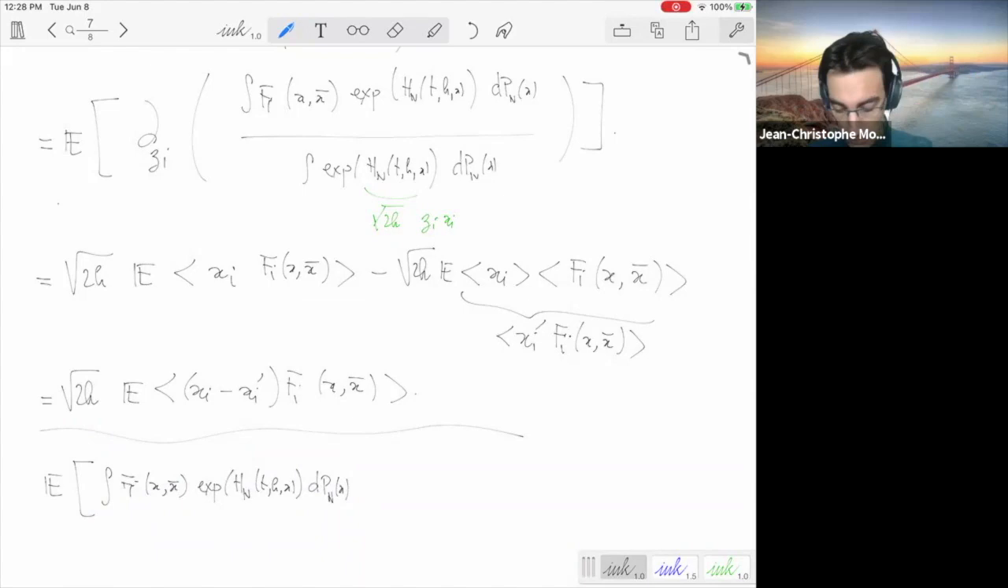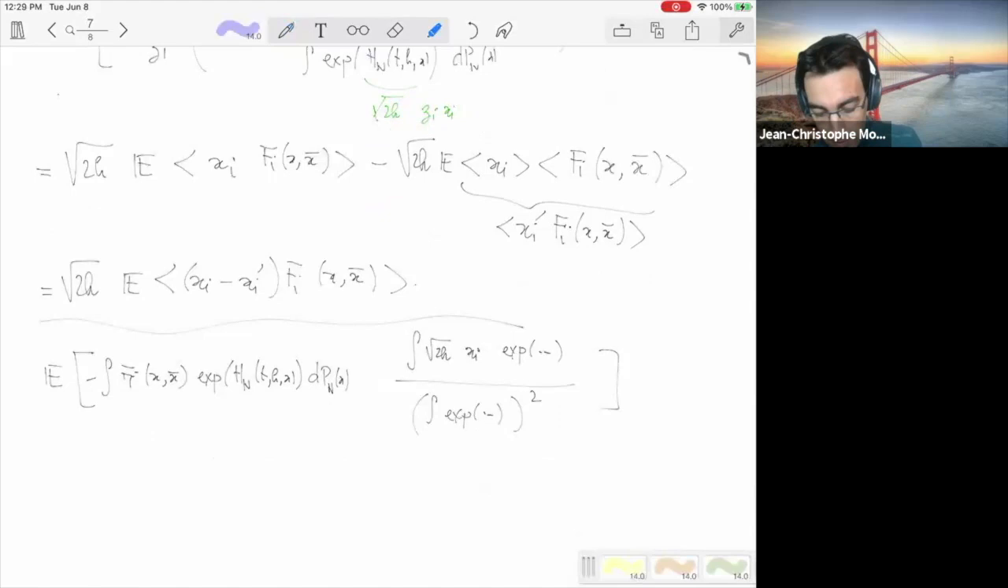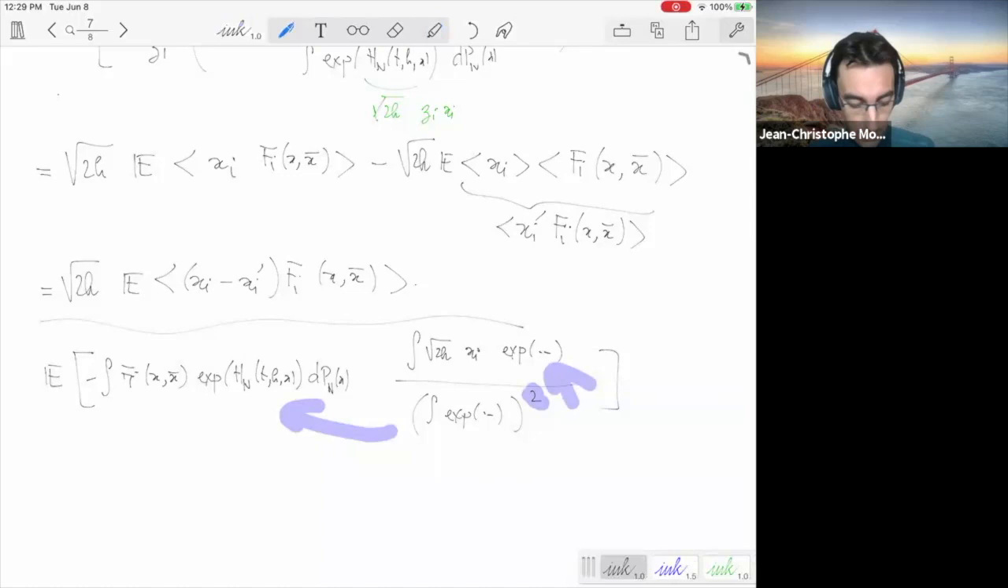And what happens when I differentiate one over f, I get minus f prime over f squared. So I'll have a minus and then a ratio. And f prime is square root of 2h xi exponential of blah, blah, blah, divided by the square, so exponential of blah, blah, blah squared. I hope it makes sense, my blah, blah, blah. It's the hn of the x. And so if I reorganize this expression, there is a square. I'm going to use one term in combination with this guy and one term in combination with this guy. So on the right side, I get minus expectation of bracket fi of x x bar, and then the second term is the square root of 2h xi. Does that make sense?